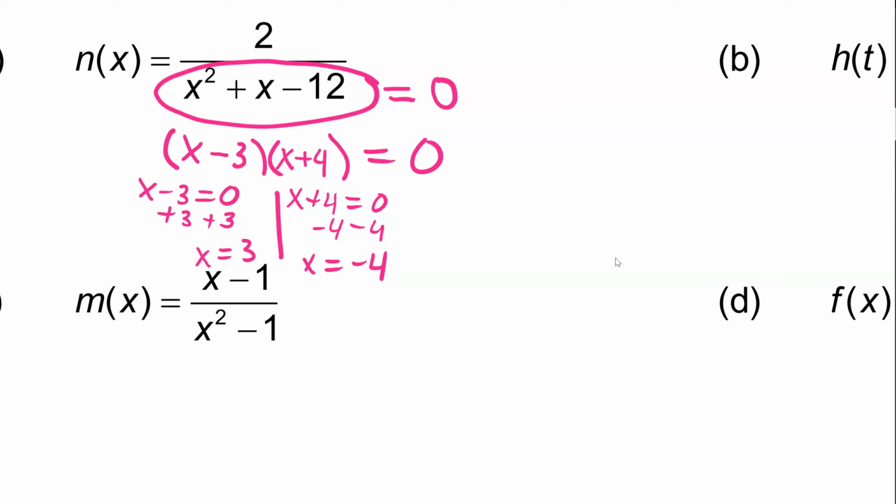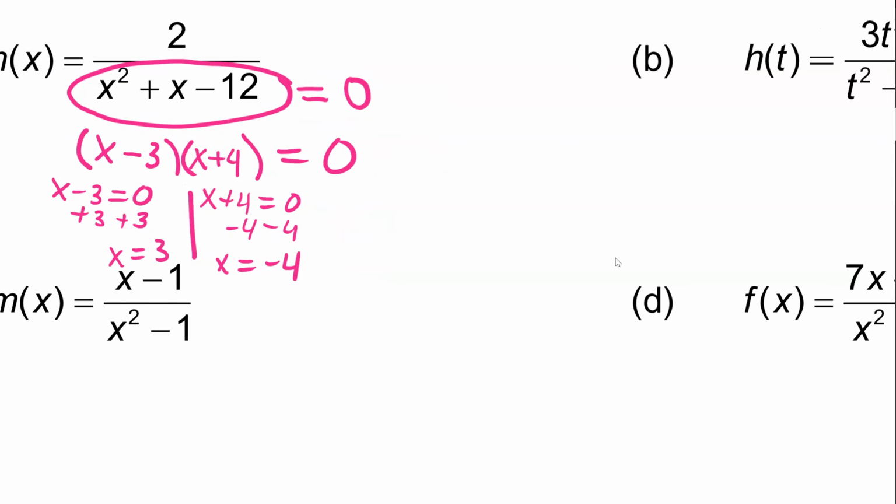So if I plug in 3 into my original rational function, that means I'll be dividing by 0. Cannot do that, right? It's undefined. So I have to cut it out of my domain. I don't want 3. Cut it out. I don't want negative 4. But I want all the other x values possible from negative infinity to infinity, just not those 2.